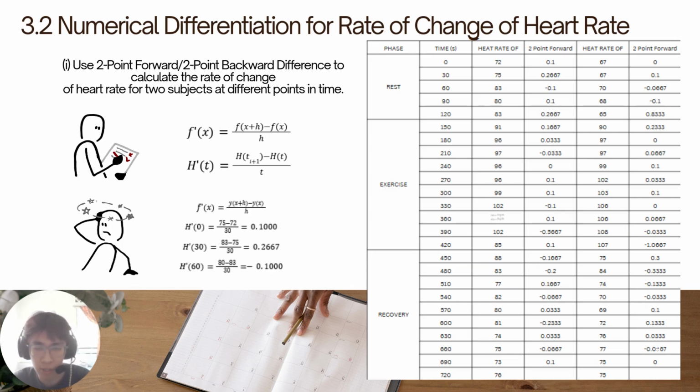We can use the formula to calculate one by one for subject A and B, or using Excel is easier and simpler. We apply the formula and then we can get all the answers. So we will get the table on the right side.